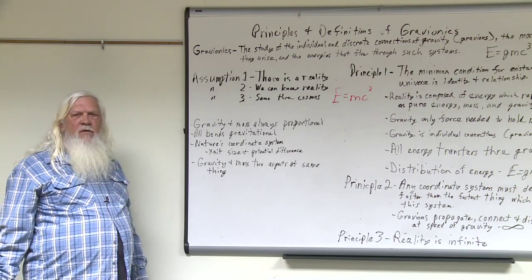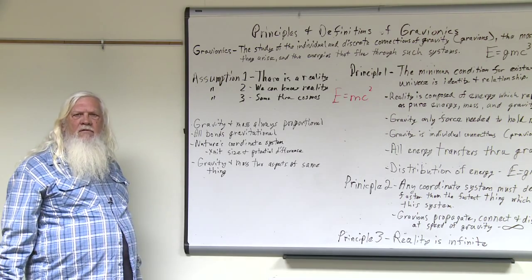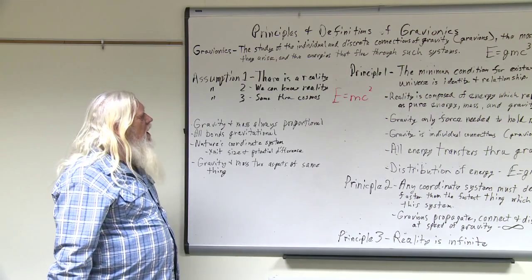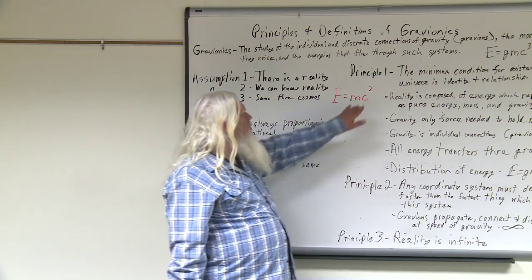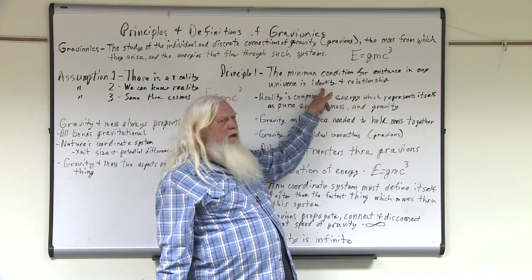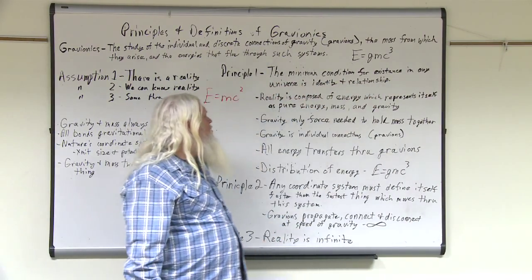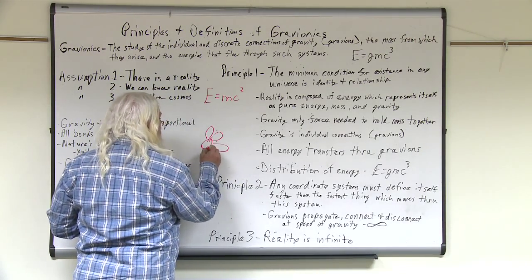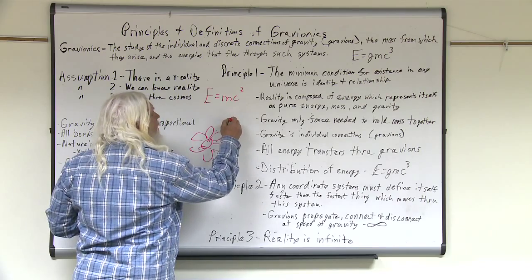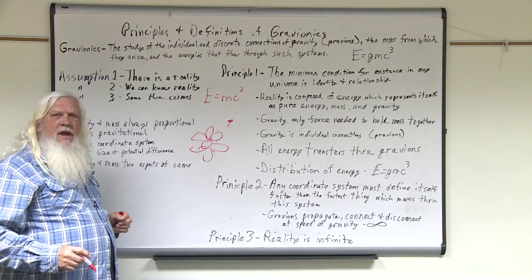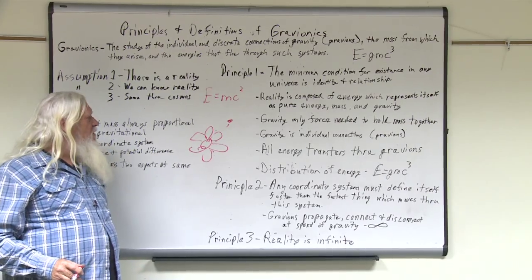So from that, I've developed three principles that I think govern gravionics and also how the universe and the cosmos works. So the first principle is that the minimum condition for existence in any universe is identity and relationship. If we have a universe here, and it's gravitationally defined by, say, this body, and this thing exists, but it has no connection, then in essence, it is not a part of that universe.